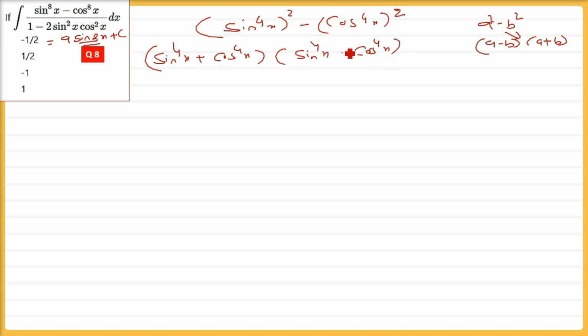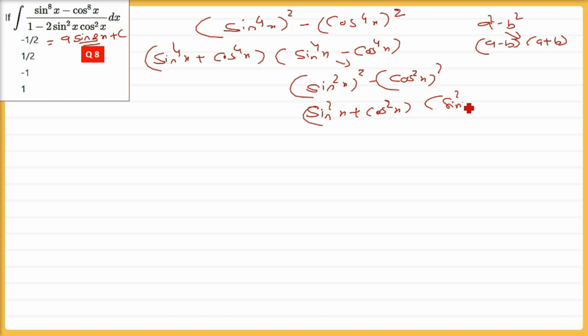We have not finished yet because we still have sine to the power 4 x minus cos to the power 4 x. So this can be written as sine square x whole square minus cos square x whole square. Again, using the formula, a minus b into a plus b, where a is sine square x and b is cos square x. You know that sine square x plus cos square x is equal to 1, so we can just eliminate it. Now first is this one, second is this one.